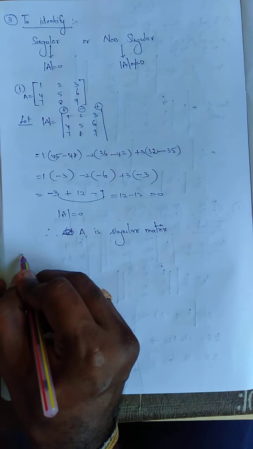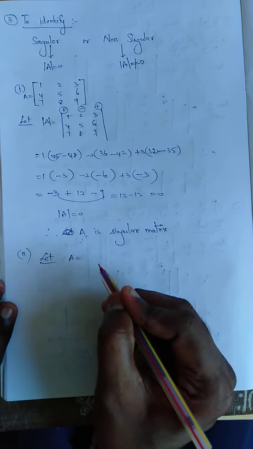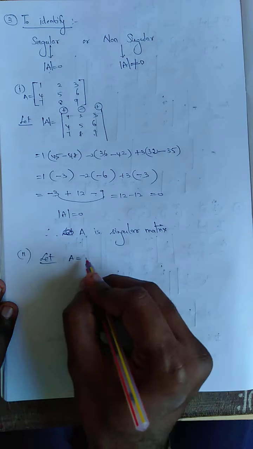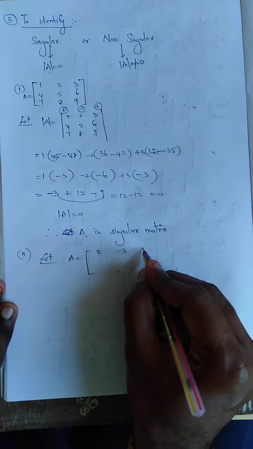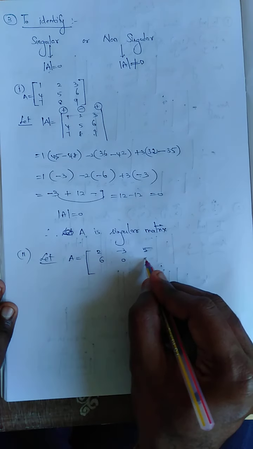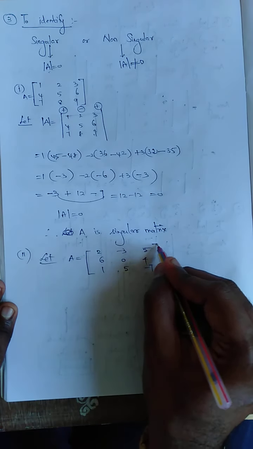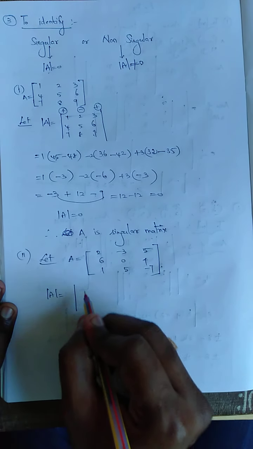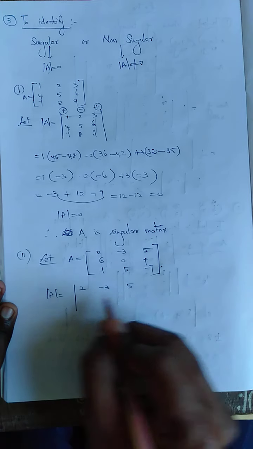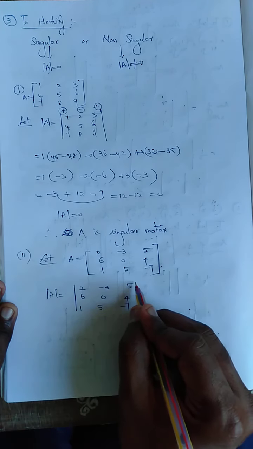Next is second subdivision. I will choose A, instead we can take B, C, D, no problem. I will take A itself. Let A is equal to, what is the matrix they are given here? 2, minus 3, 5, 6, 0, 4, 1, 5, minus 7. Therefore determinant of A is equal to the determinant of 2, minus 3, 5, 6, 0, 4, 1, 5, minus 7.